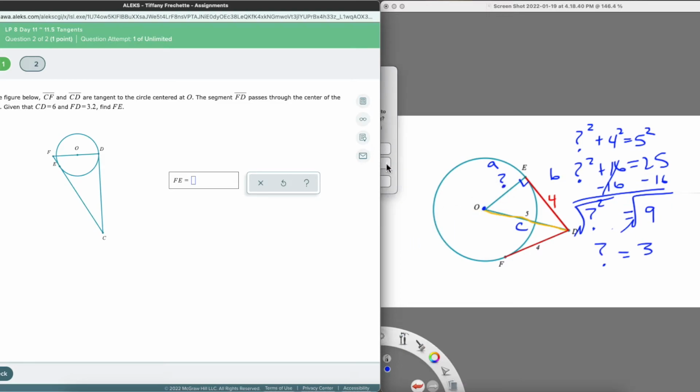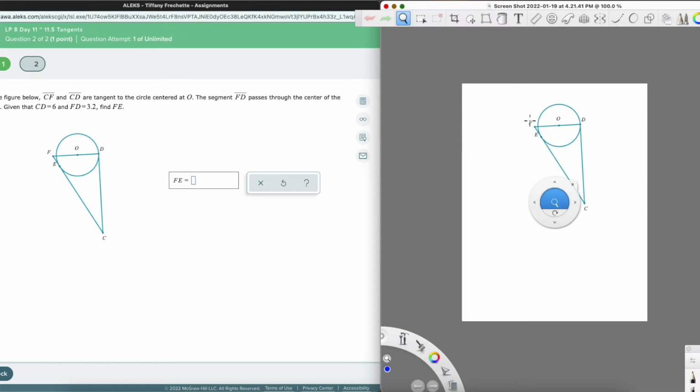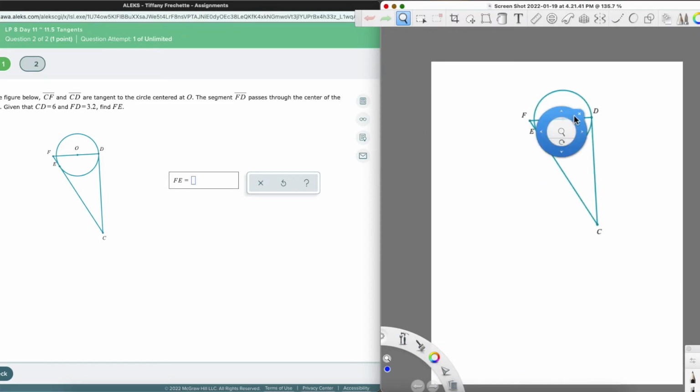Don't save. Okay. And let's zoom out a little bit there. All right, so now they haven't labeled this one for us, so we get to label this one up a little bit more ourselves. So we have CF and CD are tangents. And they're originating from the same point here.